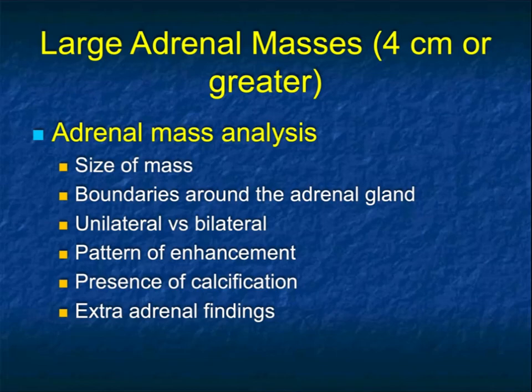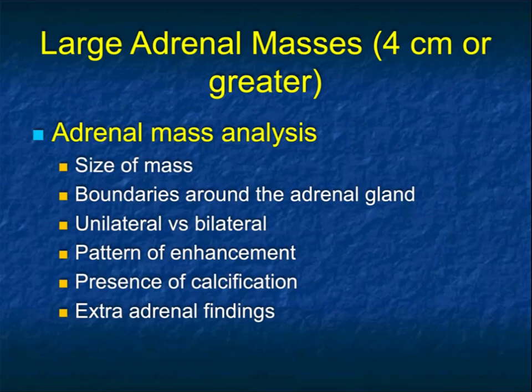We look at the enhancement pattern. Is it very vascular? Then you think about something like pheo or perhaps metastatic renal cell carcinoma, or is it hypovascular? Does it have calcification? If it has calcification, where are the calcifications? Centrally or around the periphery? Around the periphery, you think about old hematomas. Centrally, particularly coarse calcifications, you're thinking about things like neuroblastoma or primary adrenal cortical carcinoma.